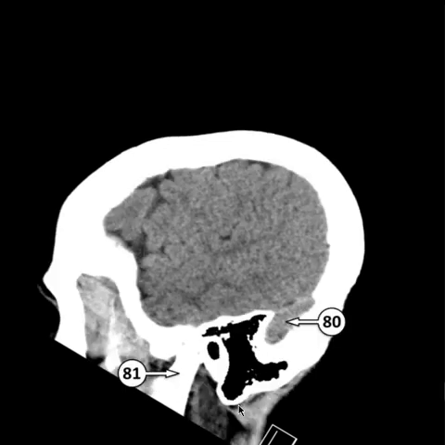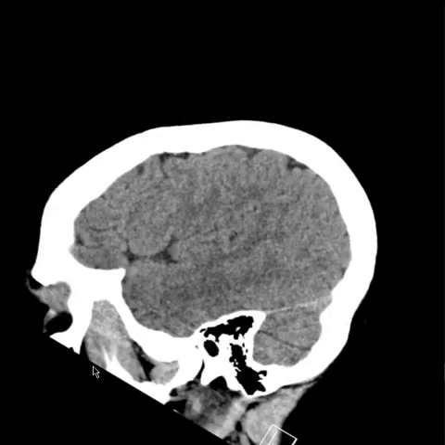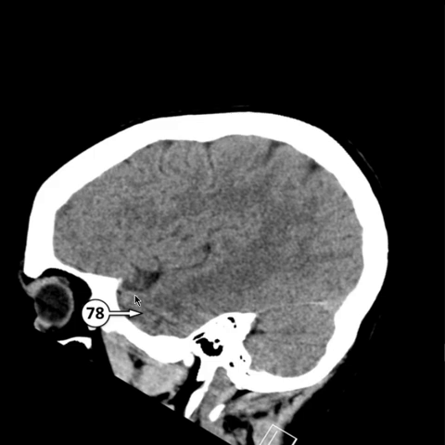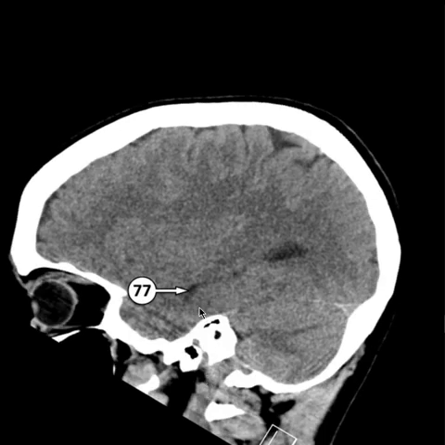Moving medially again, laterally to medially, we encounter 80, the sigmoid sinus. 81, this is the neck of the mandible. 79, this is the coronoid process of the mandible. 78 is the temporal pole. We are moving medially still. 77, this is the temporal horn of the lateral ventricle.